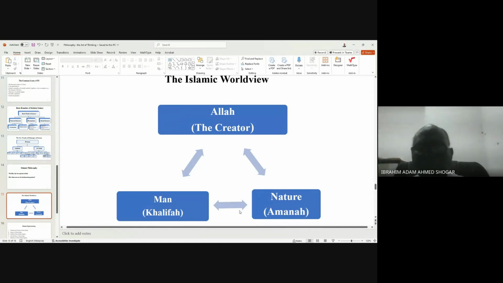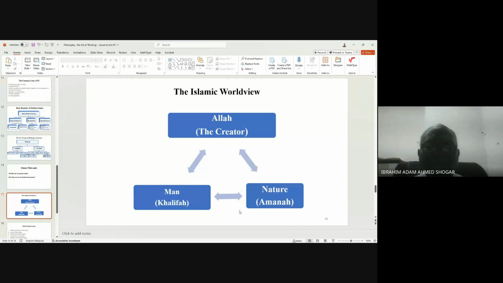Yeah, so this is the Islamic worldview. When we answer the fundamental questions, usually the Islamic worldview is established. So Islam, as we know, divides the whole entire being into God and the creatures. Creatures are divided into man and nature. So man has a relationship with Allah subhanahu wa ta'ala and with nature. Nature also has a relationship with God and with man.